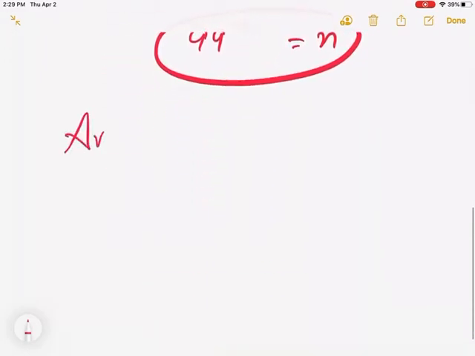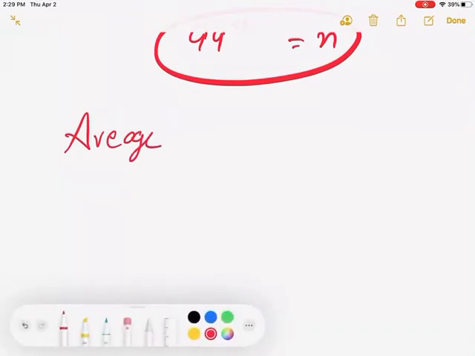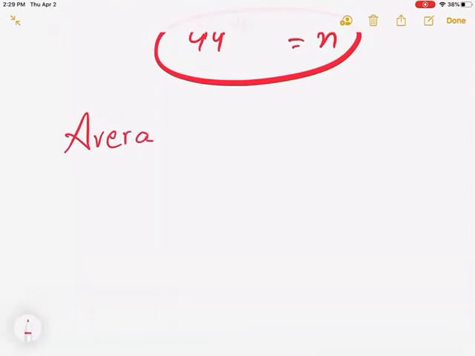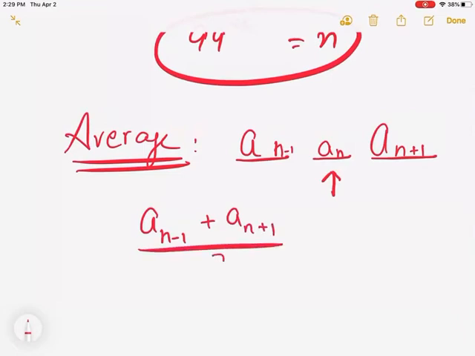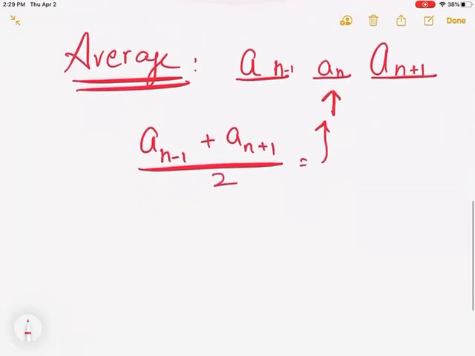I hope you remember about average. So it's finding average. How do we find average? Arithmetic mean, or finding average? Basically, you would take this term. Let's say this is n minus 1, this is n plus 1, and this is an. In order to find this middle term, we take the term before, add it to the term after, and then divide by 2, right? And that's how we find the middle term or the average.